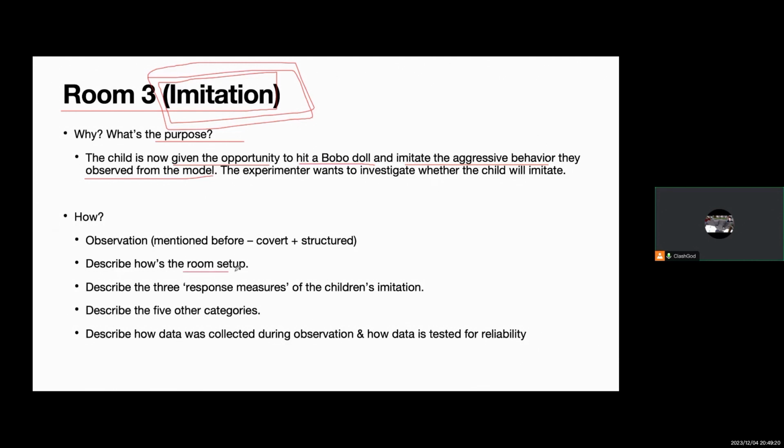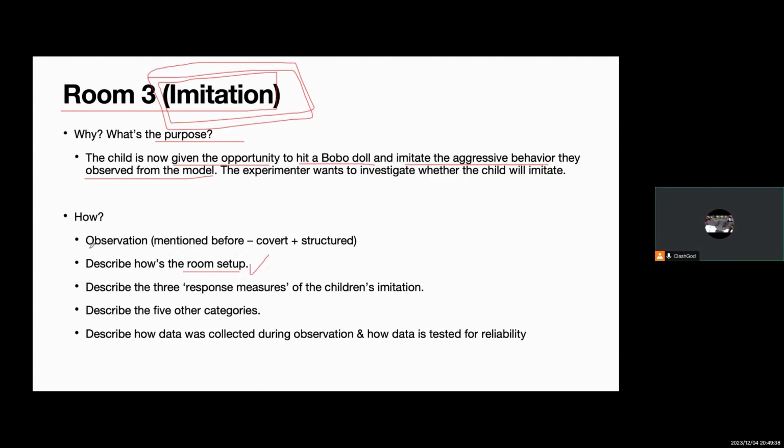Of course, we need to know the room setup. We need to know the layout of room 3, how room 3 is set up. This will be key to help us understand what happens inside this room. So first, we need to know the room setup.